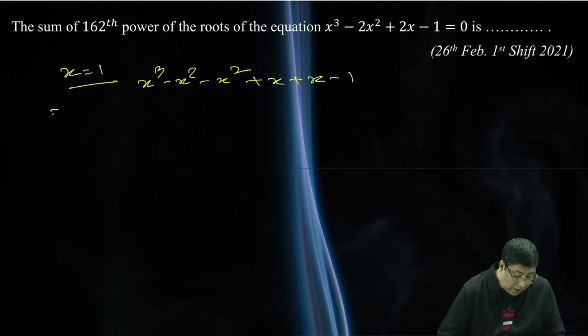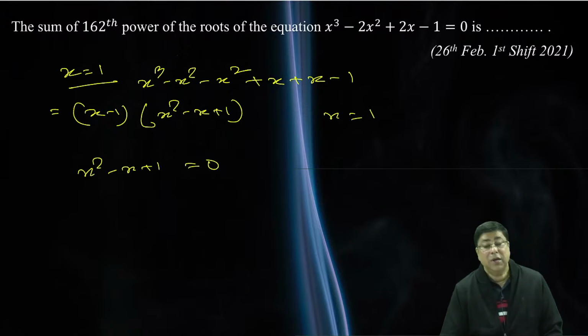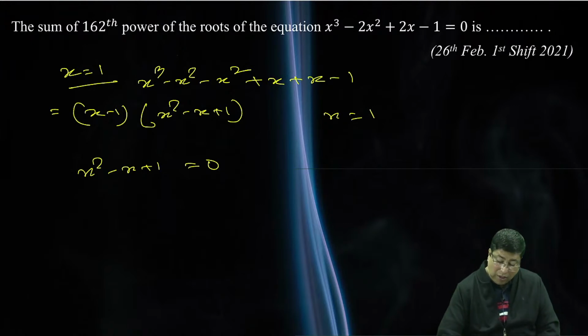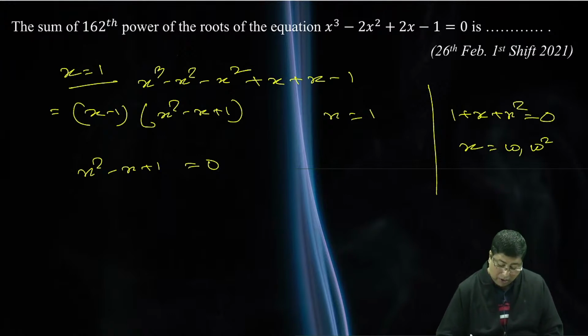So, if we extract x minus 1, we are getting here x square minus x plus 1. So, either x equal to 1 or x square minus x plus 1 equal to 0. In this case x square minus x plus 1 equal to 0. We know that we have to remember this: 1 plus x plus x square equal to 0 means x equal to omega and omega square. Then for 1 minus x plus x square, x equal to minus omega square and minus omega.